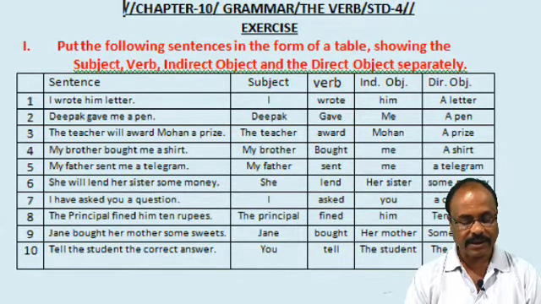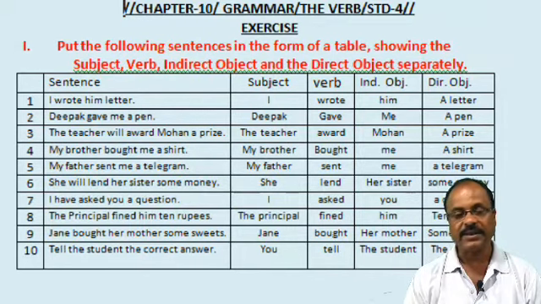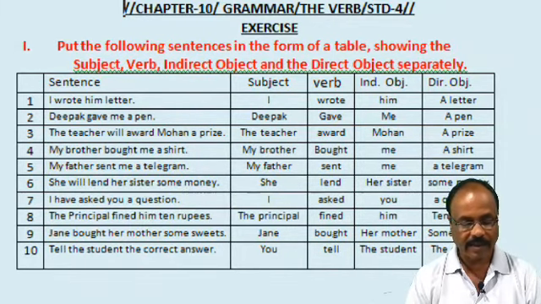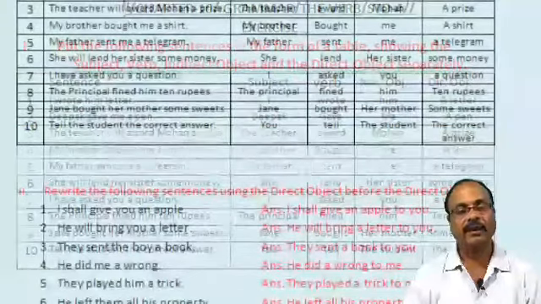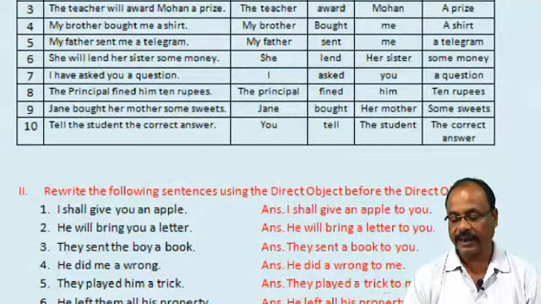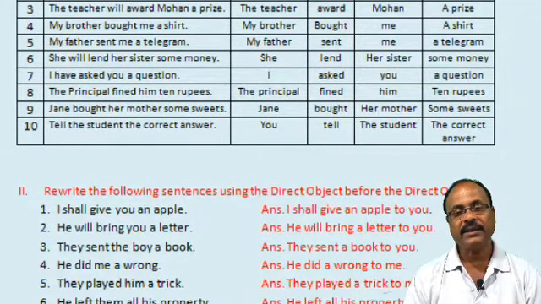Question number 6. She will lend her sister some money. She is the subject. Lend is the verb. Her sister is the indirect object. And some money is the direct object. Then question number 7. I have asked you a question. Here I is the subject. Asked is the verb. You has been used as the indirect object. And a question has been used as direct object.